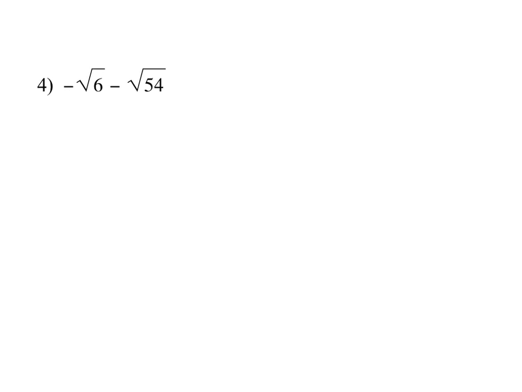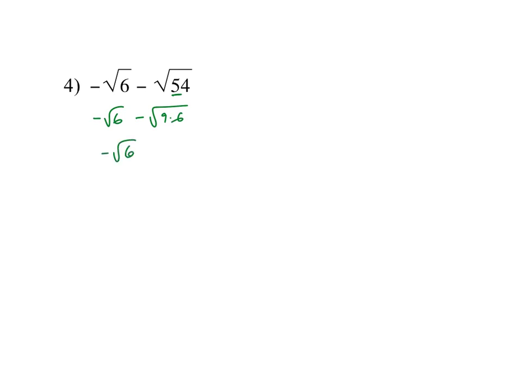Next one. So for example, this one. So I have negative square root of 6, right? Minus. In this case, the 54, I can simplify because 54 I can write as 9 times 6, right? So negative square root of 6 minus the square root of 9, which is 3, square root of 6. And now that I have the same radicand, the same radicals, I can just add them. In this case, it's negative 4 square root of 6.